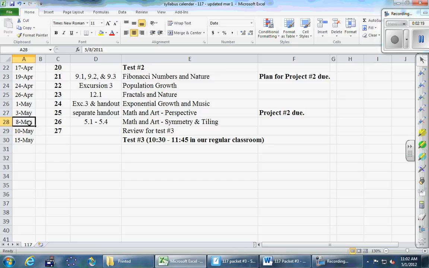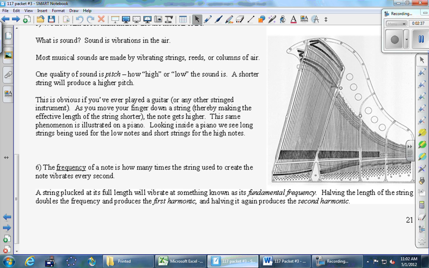Okay, and then one last thing while the calendar is here is that our test number 3 starts a little bit earlier than our class normally starts. Our testing window begins at 10:30. That is when our test is, okay? Not at 11, at 10:30. Okay, so let's come back here to page 21. We'll talk some about math and music.